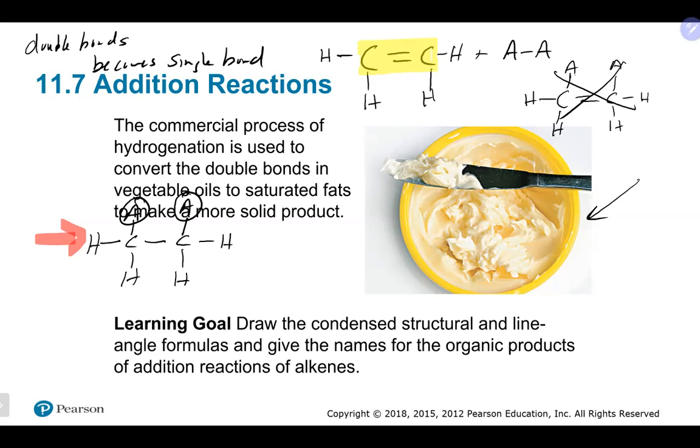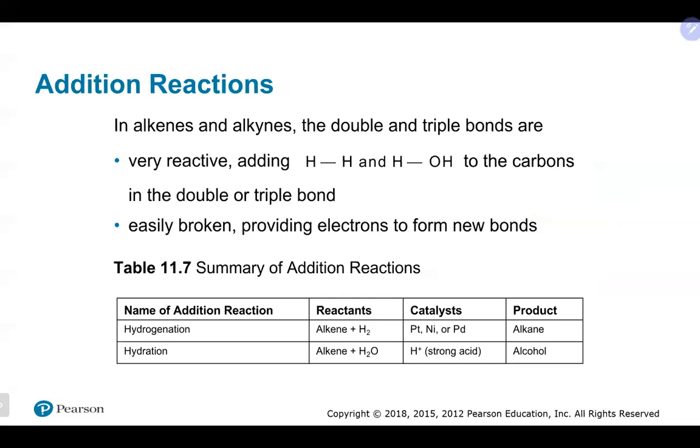It is how you get margarine, basically. You get rid of some double bonds and it becomes more solid as opposed to an oil. Basically, that's why it says it's partially hydrogenated. That's basically what that means, it does this to the bond.